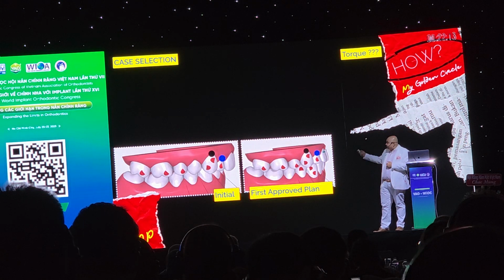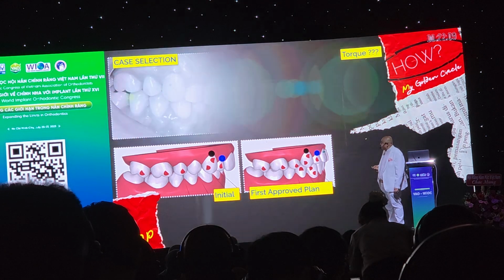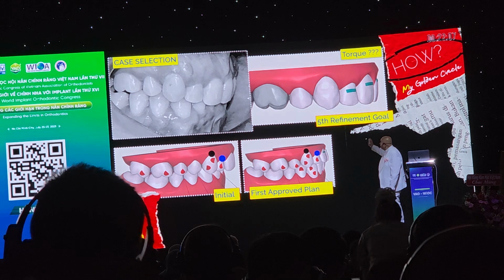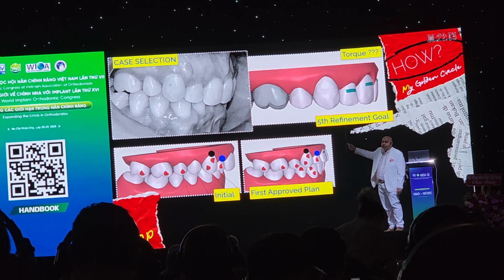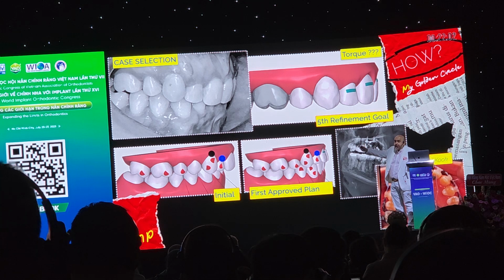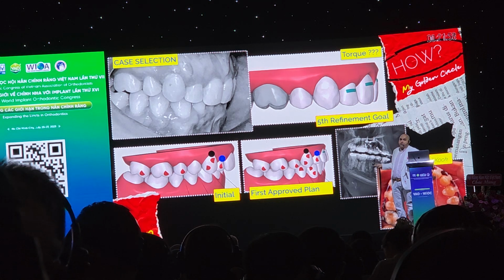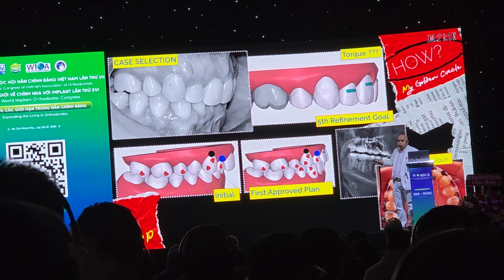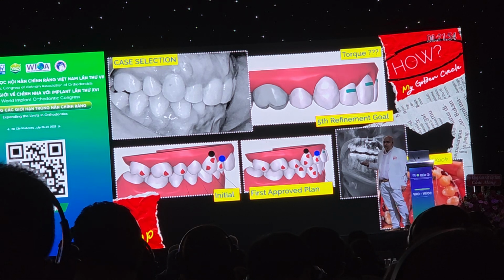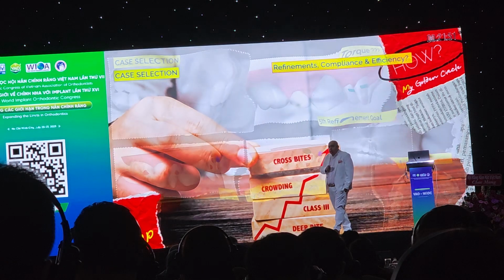Or in an extraction scenario, this is my initial and my first approved plan. At the end of the 5th refinement, I still do not get where I need to. In a scenario like this, if I really need to add torque to the anterior teeth, there will be a TAD supported adjunct. That will be a necessity. To think that aligners can do this by themselves is pretty much living in a fool's paradise.